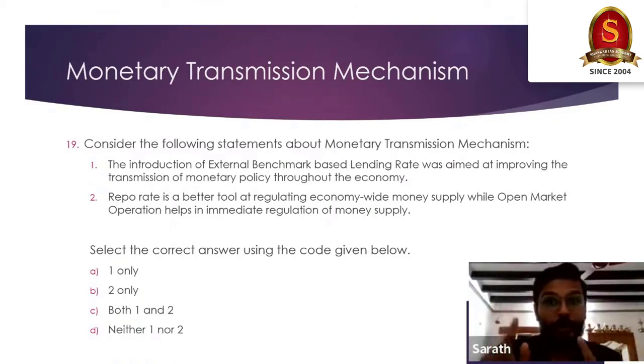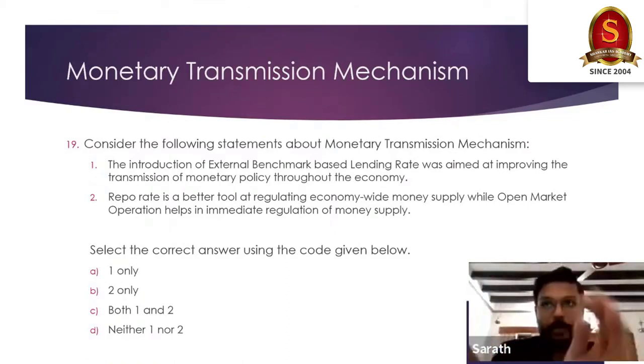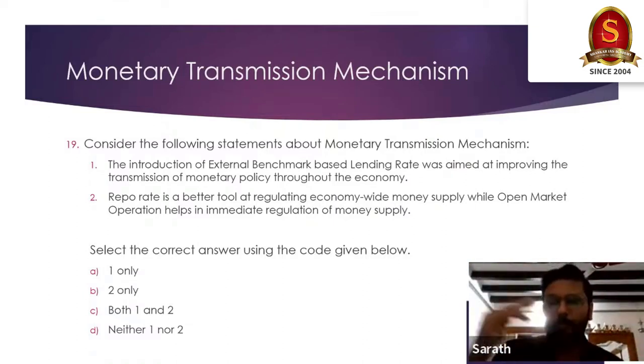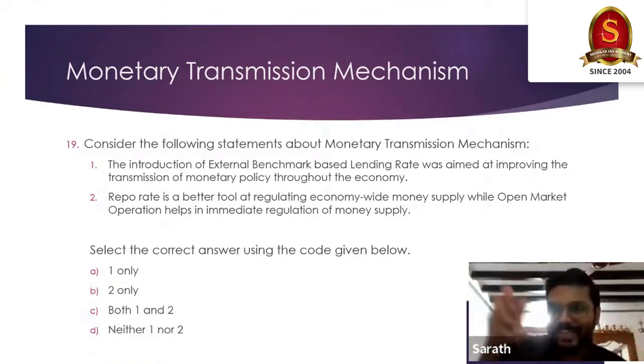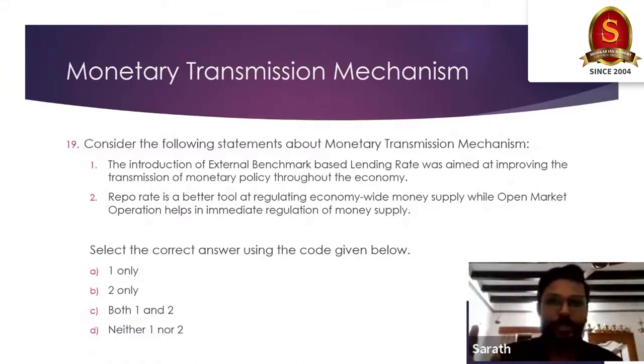But most of the people who deal with securities are limited. Very few people are actually dealing with it. Commercial banks deal with it, or non-banking financial companies deal with it. Very few people deal with government securities, which means they can immediately reduce the money supply, but only from select segments of the economy, not an economy-wide change.